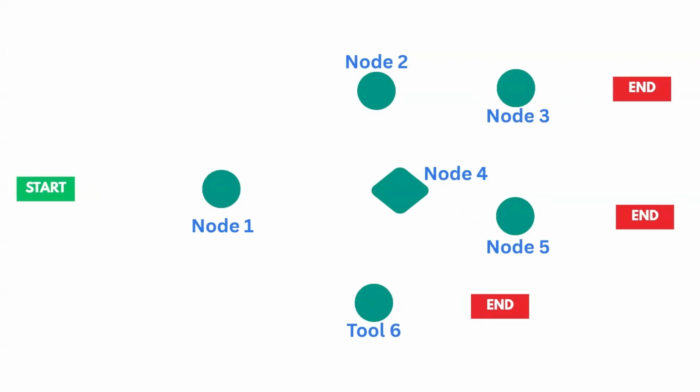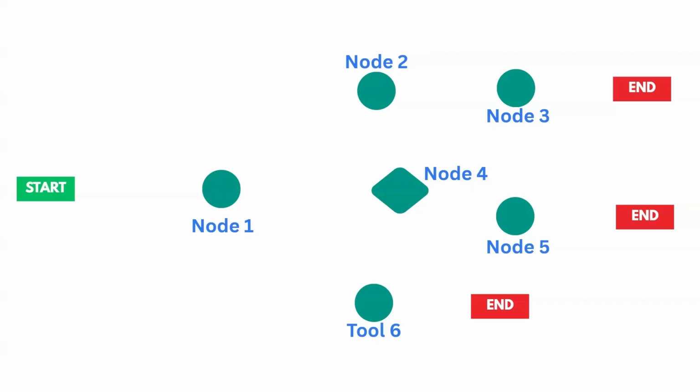Let's start with vertex, also called a node, which is the fundamental unit of a graph. It represents an entity or a point in the graph. More than one node gets called vertices. Here, from node 1 to node 6, including the start and end node, are all vertices. Any single node here, even if it is not connected to any other node, is still called a vertex.